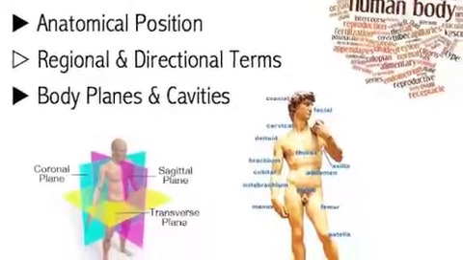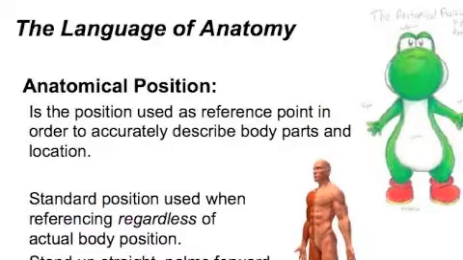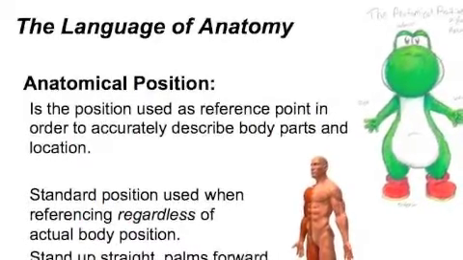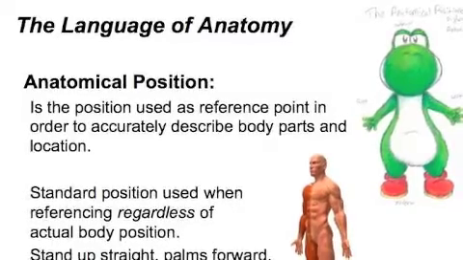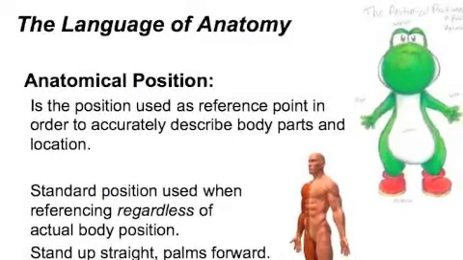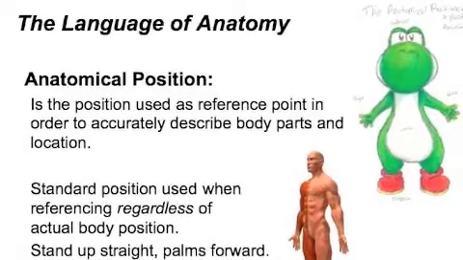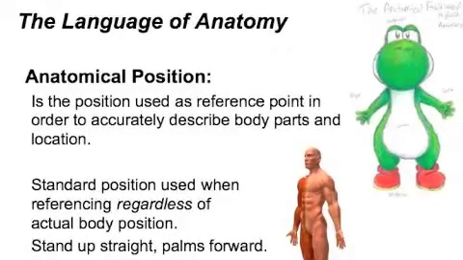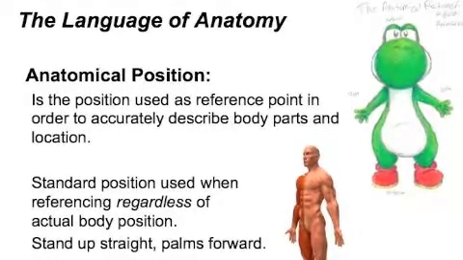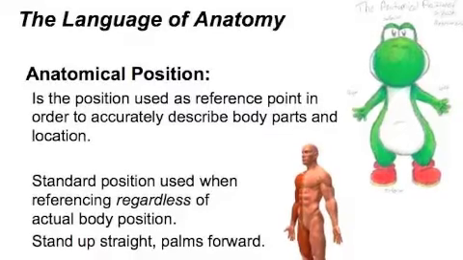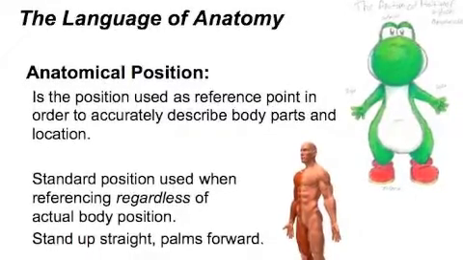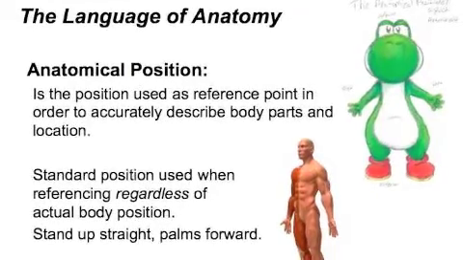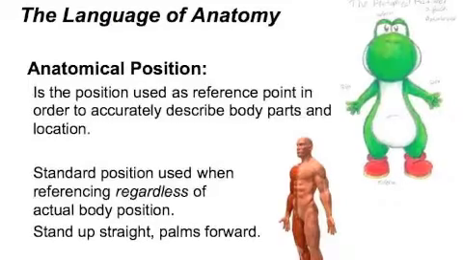Let's talk about some relevant terms. The language of anatomy. The anatomical position is the position we use as a reference point in order to accurately describe body parts and location. This is the standard position used when we reference body parts, regardless of the actual body position. For example, even when a patient lays face down, we describe the body positions as if he or she were standing up straight and the palms forward, which is our anatomical position.